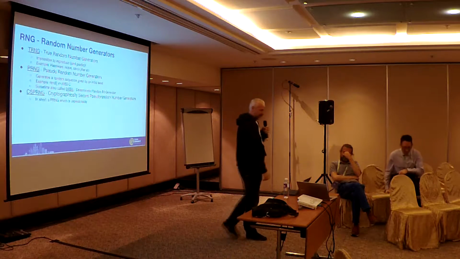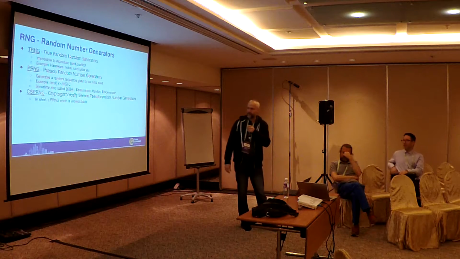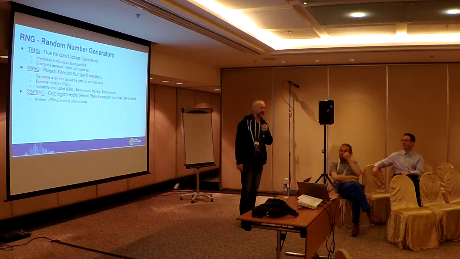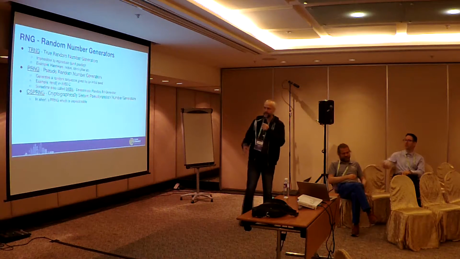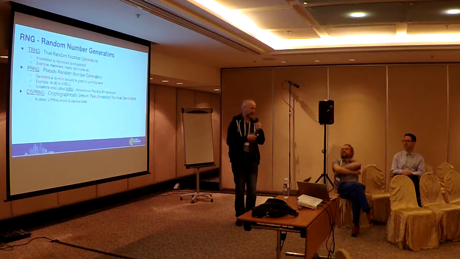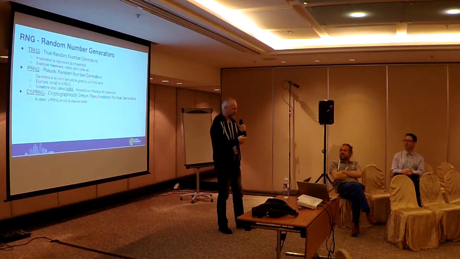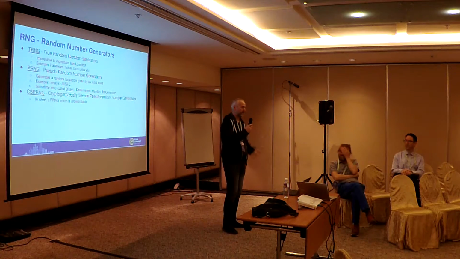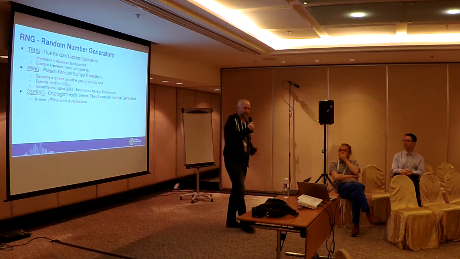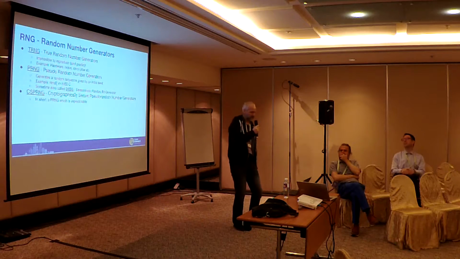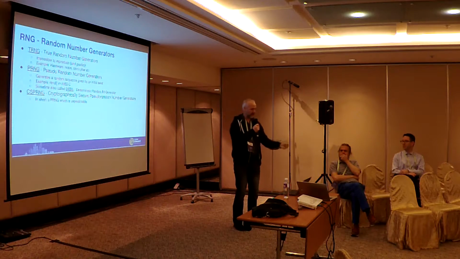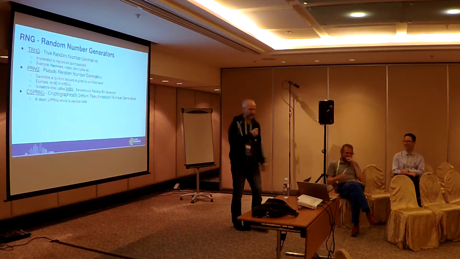Random number generators. So here we're talking about a string of numbers that should be random. And you have 3 different variants here. TRNG, PRNG, and CSPRNG. TRNG is true random number generator. You can use hardware to gather noise, clock jitter. I even have a random number generator here. It's a coin. It's a perfect random number generator.